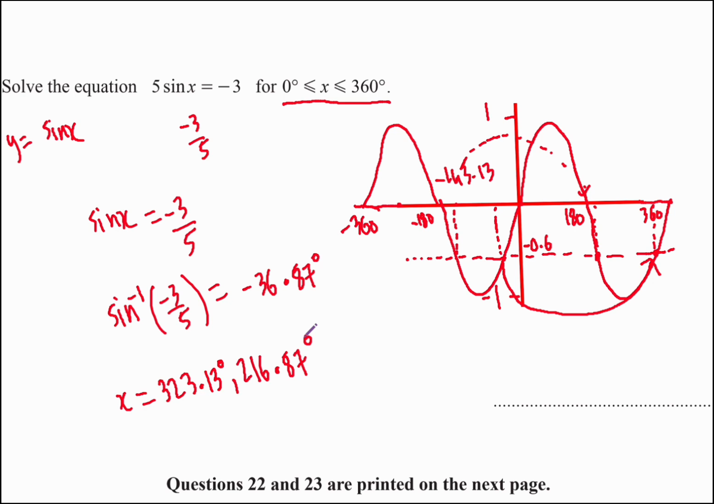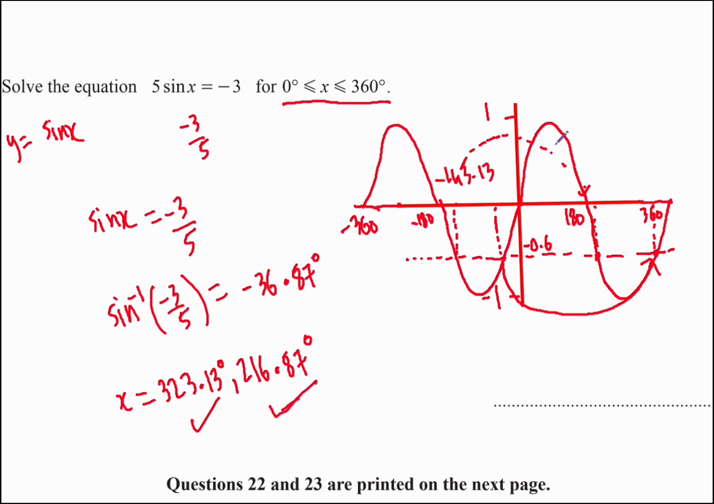And let's check in our calculator. So I'm going to put sine of 323.13 in my calculator, and I end up getting negative 0.6, so that's correct. And then I put sine of 216.87 in my calculator, and I end up getting negative 0.6 as well, and that's correct.